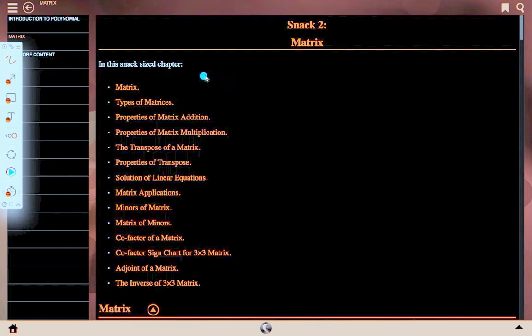Here in this snack size chapter, we'll discuss matrix, types of matrices, properties of matrices addition, properties of matrices multiplication, the transpose of a matrix, properties of transpose, solution to linear equation, matrix application, minor of a matrix, matrix of minor, cofactor of a matrix, cofactor sign chart for 3×3 matrix, adjoint of a matrix, inverse of a 3×3 matrix. Now see here.